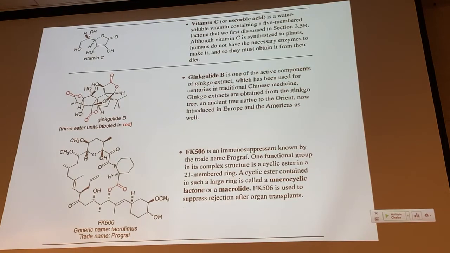FK506 is a naturally occurring compound that is an immunosuppressant. So you might wonder, why would you want to take something to suppress your immune system? It tells you right here, if you've had an organ transplant, you need to suppress your immune system to prevent it from rejecting that foreign organ. So you would take FK506 or something related if you had an organ transplant. Okay? So that's just scratching the surface of interesting esters and important esters.